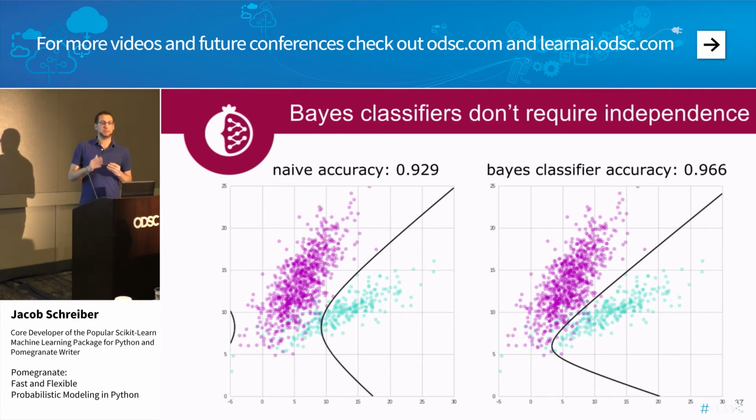Pomegranate also implements Bayes classifiers, which is the generalization of naive Bayes to not assume that each one of the features is independent from each other. If we use multivariate Gaussian distributions as our emissions instead of these univariate distributions, we can learn decision boundaries that look like this, that nicely split these two things apart, and again, get a much higher accuracy simply by using the more appropriate probabilistic model.